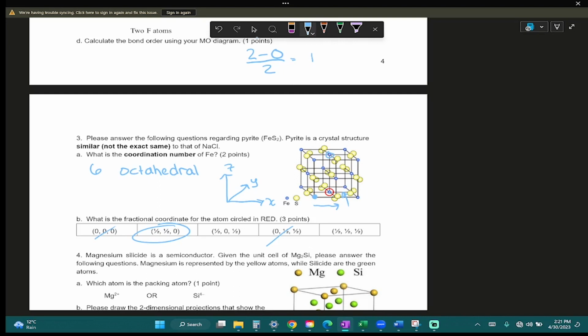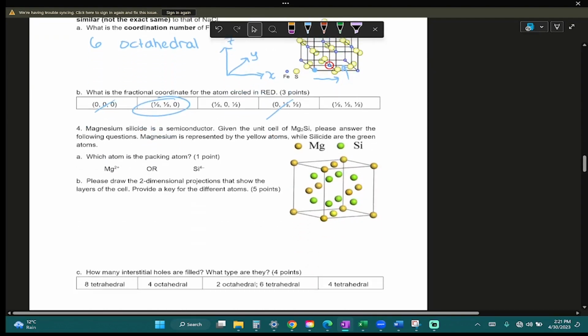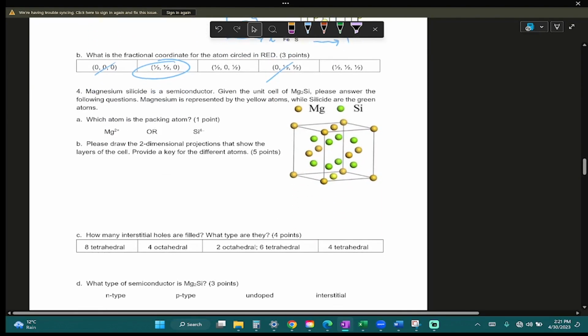Does that make sense? How do you feel about fractional coordinates? Good? Okay. Another unit cell question. So magnesium silicide is a semiconductor. It's just Mg2+ and silicon in it. We are given the unit cell, and they just want us to answer some questions.